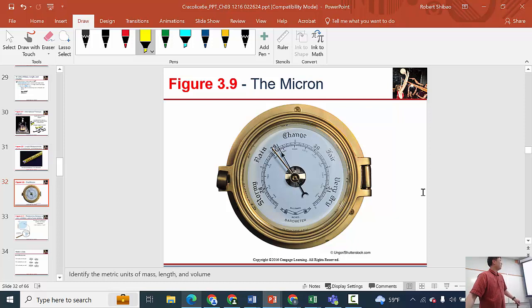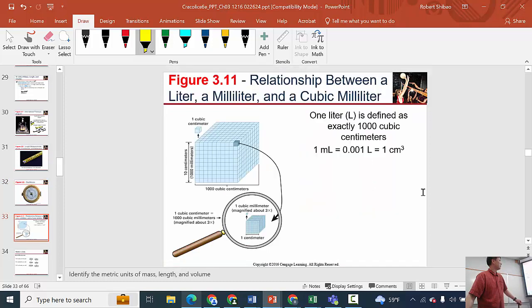The micron, micron is a micrometer. Skip it, I think. Then we have derived units. So what is this? Cubic meter? No, that's not a cubic meter. I don't know. This is a milliliter. This is by definition, although it doesn't look like it. 1 milliliter is 1/1000th of a liter, exactly.